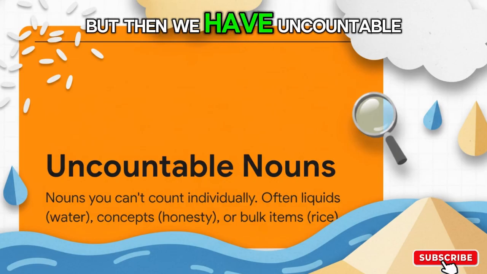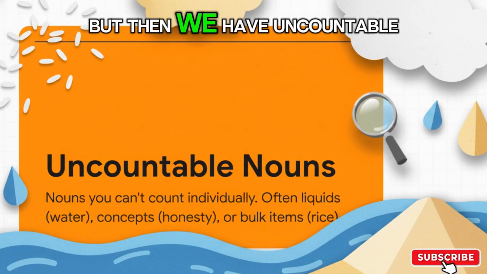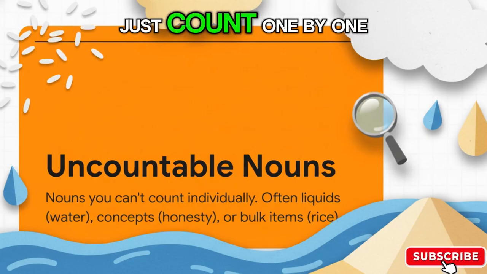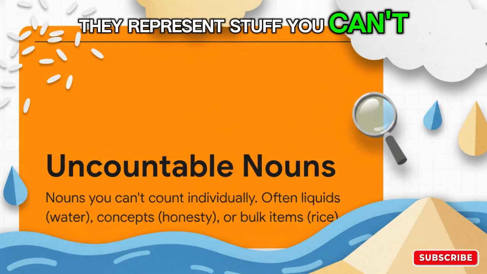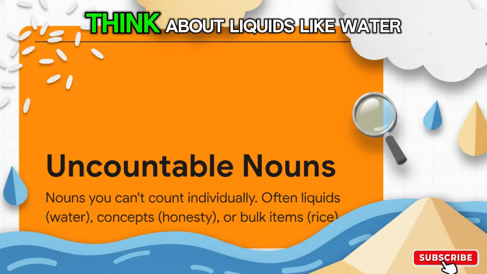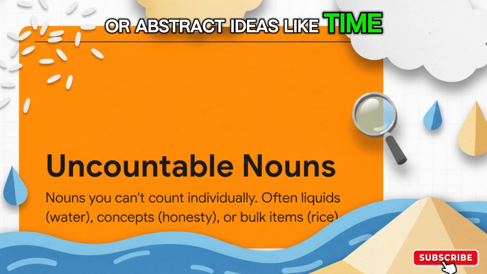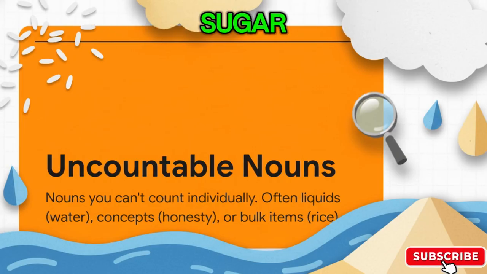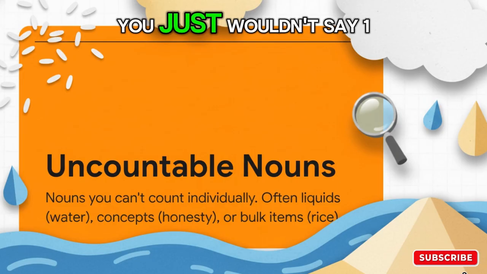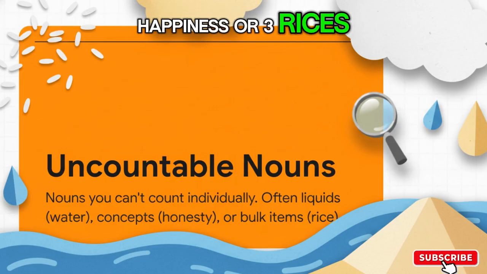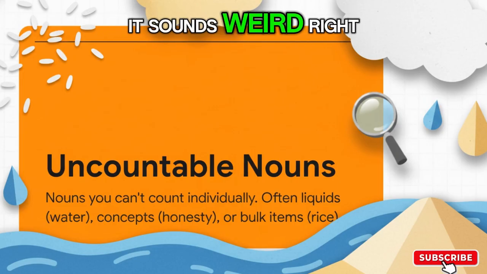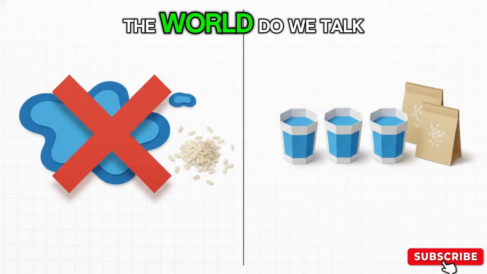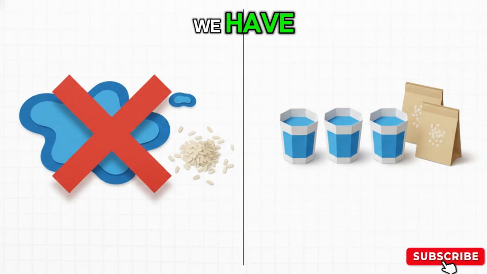But then we have uncountable nouns, and these are a bit different. They represent stuff you can't just count one by one. Think about liquids like water, or abstract ideas like time or happiness, or even things that come in bulk, like rice or sugar. You just wouldn't say 1 happiness or 3 rices. It sounds weird, right? So, how in the world do we talk about how much of this stuff we have?